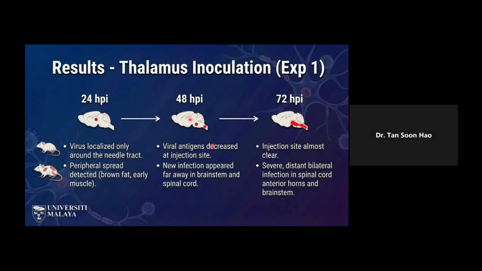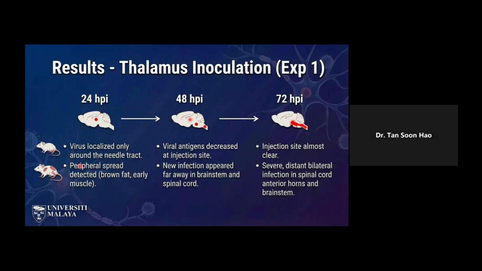At 48 hours post-infection, the viral antigens at the injection sites, which means the needle tracks, actually decreased. And at 72 hours, at the injection sites, the needle tracks, the viral antigens were almost clear. So this shows that the virus actually has been cleared out around the needle track.